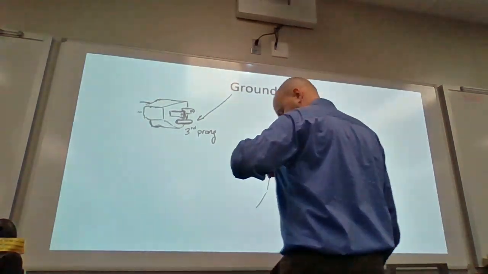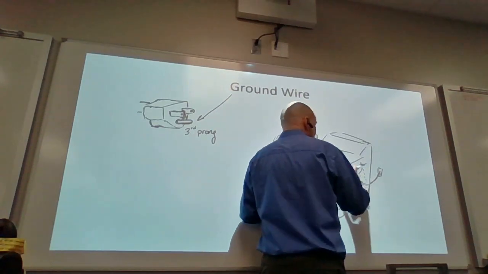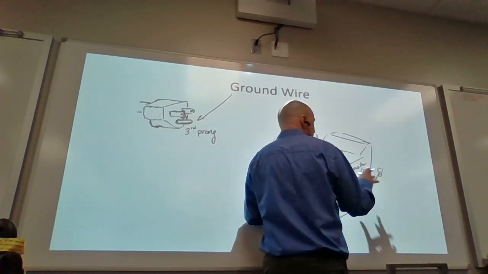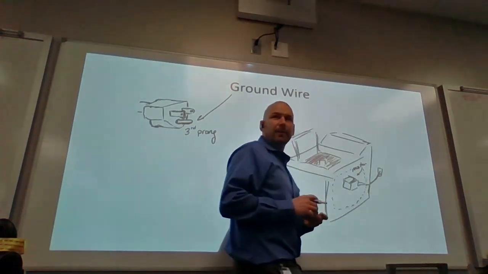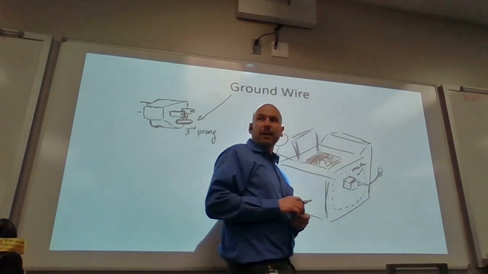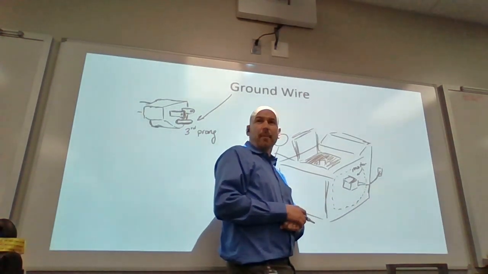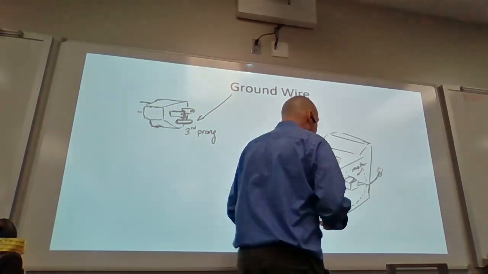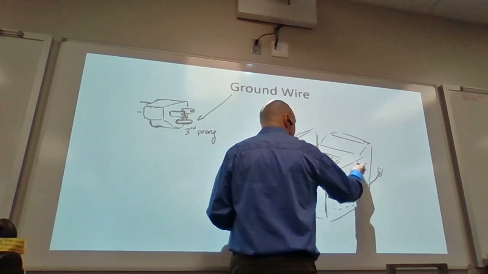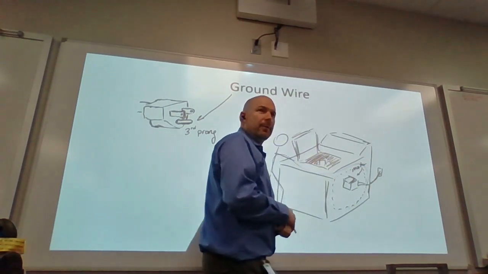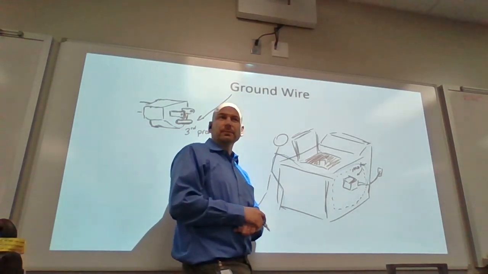So let's pretend we didn't have the ground wire. Say a washing machine has an off-center load and shakes, and in the shaking, somehow that wire becomes frayed. And then the copper inside of that wire touches the metal casing of the washing machine. And so when you go to do laundry, all of a sudden you become a path to ground and you get shocked.